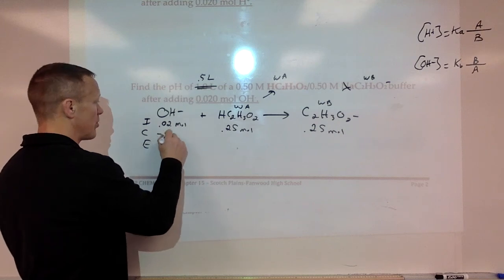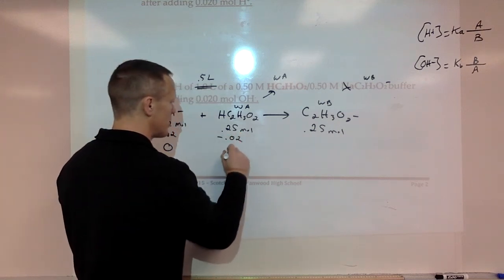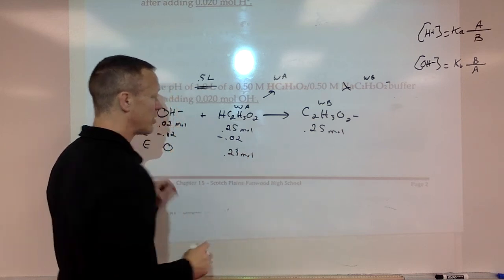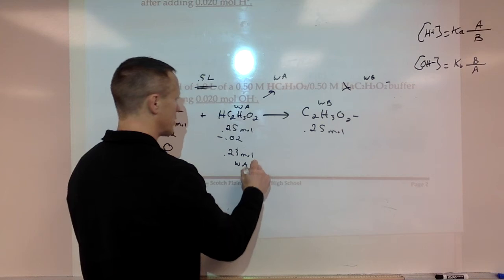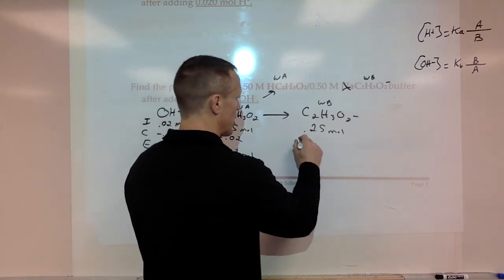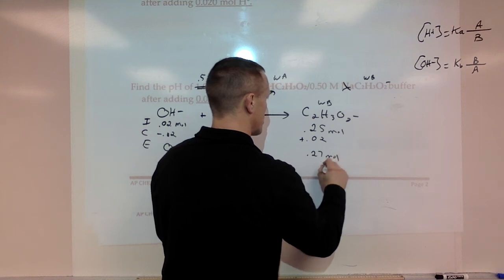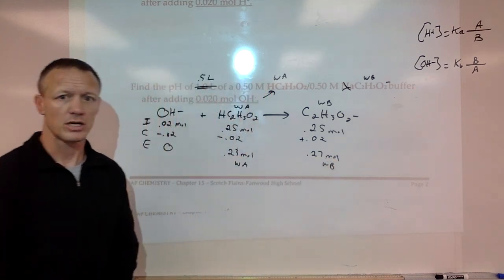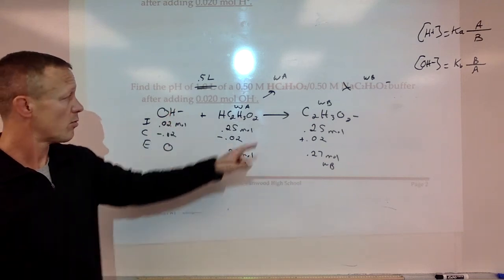As this reaction happens, these are going to go down by 0.02. Down by 0.02 is going to be 0.23 moles of our weak acid. This is going to go up by 0.02, so 0.27 moles of our conjugate base are going to be made. So this went up a little bit because it reacted to make more of our conjugate base.